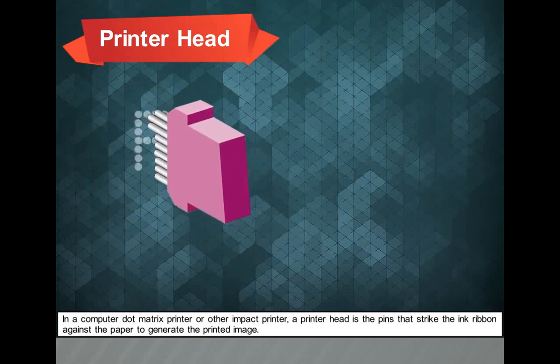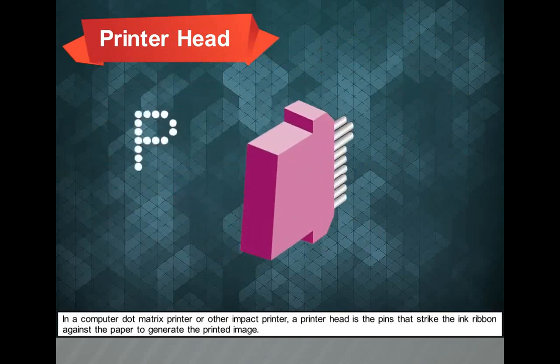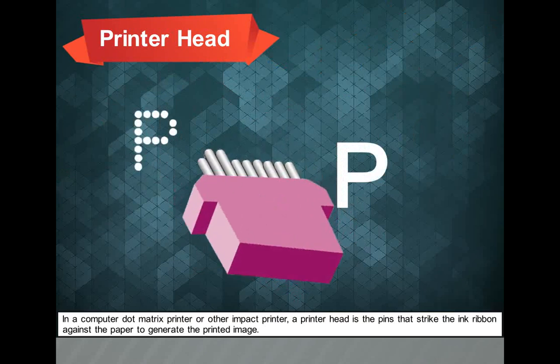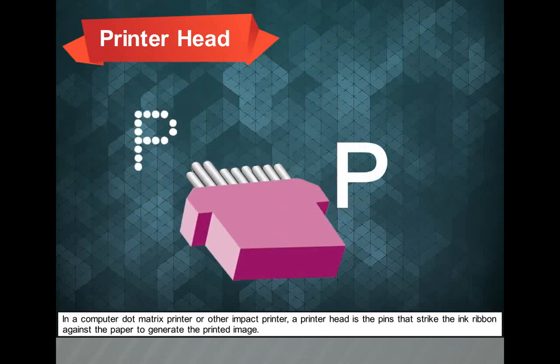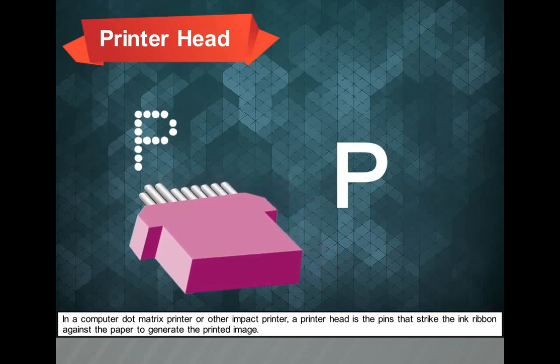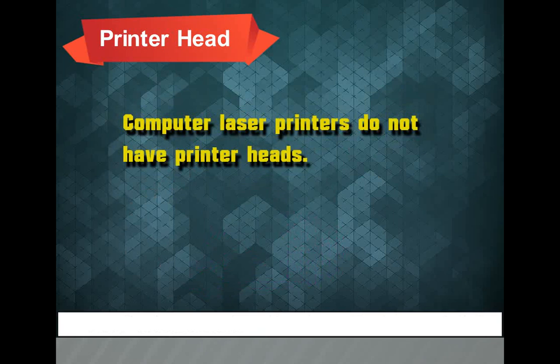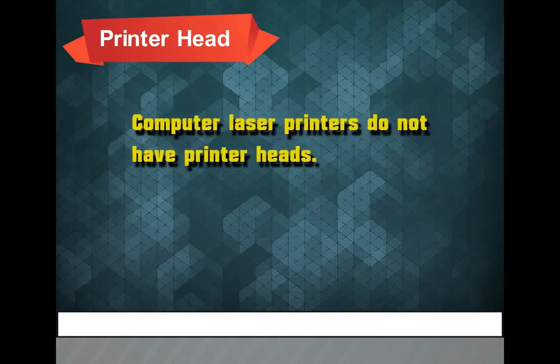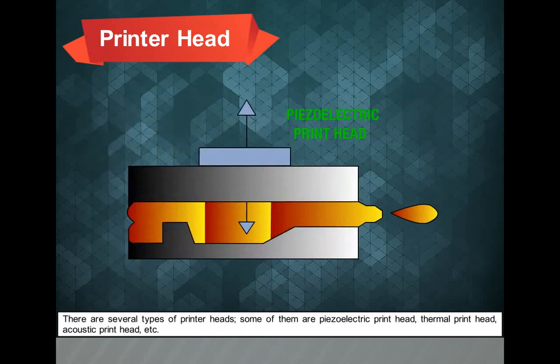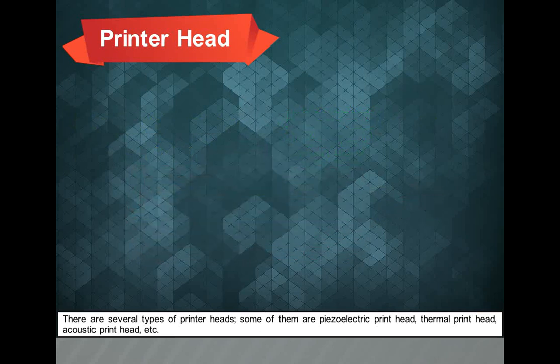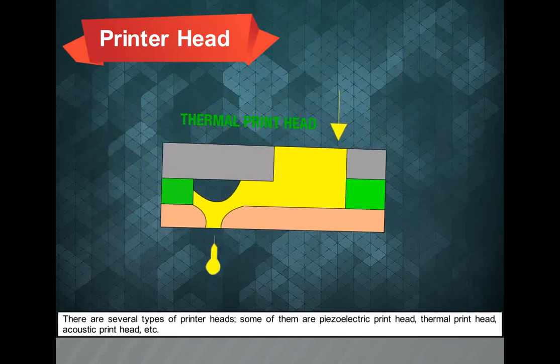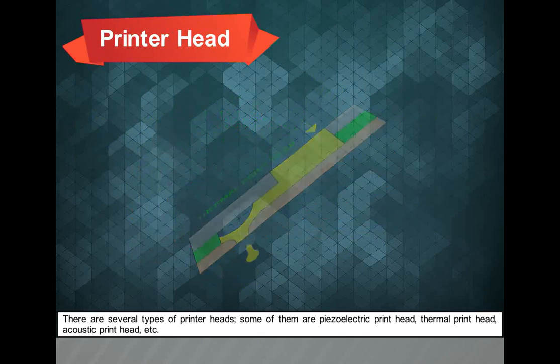In a computer dot matrix printer or other impact printers, a printer head is the pin that strikes the ink ribbon against the paper to generate the printed image. Computer laser printers do not have printer heads. There are several types of printer heads. Some of them are piezoelectric print head, thermal print head, acoustic print head, etc.